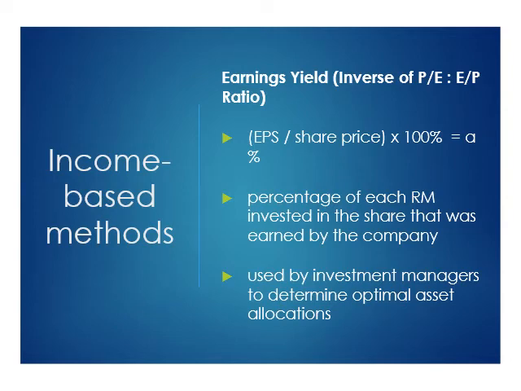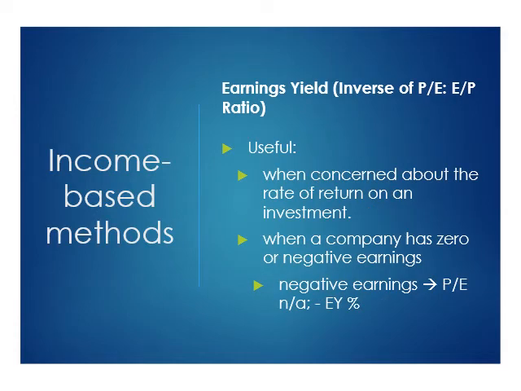Another method is earnings yield, which is the inverse of the PE ratio. The formula is simply the opposite of that of the PE ratio, thus EPS divided by share price and then times 100. It will give us a percentage return of each ringgit invested in the share that was earned by the company. This could be used to determine the optimal asset allocation. This method is useful when we are concerned about the rate of return on an investment, thus the percentage. Also, when the company has zero or negative earnings, earnings yield can still give a value.